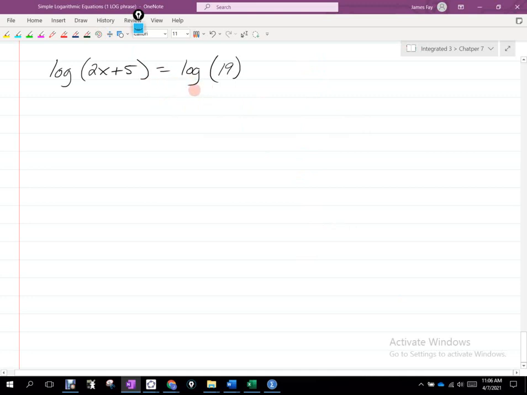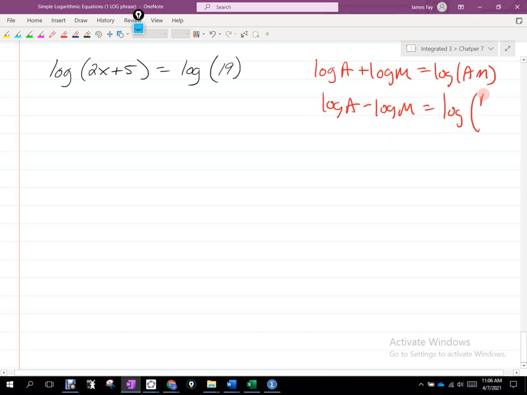That's what we're going to do here. We had to have all the logs on one side. Remember that? Because what we're going to try to do is use these rules. If I have the log of A plus log of M, that's going to be the log of AM. If I have the log of A minus the log of M, that's going to turn into log of A over M. We're trying to get one of these things to happen, so we need either that or that.